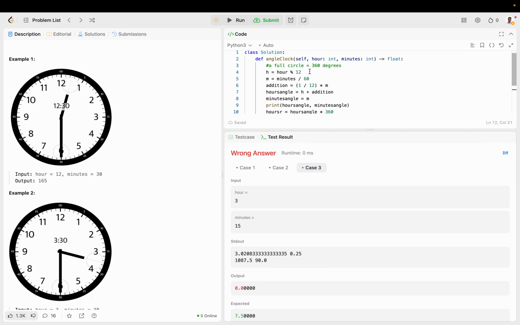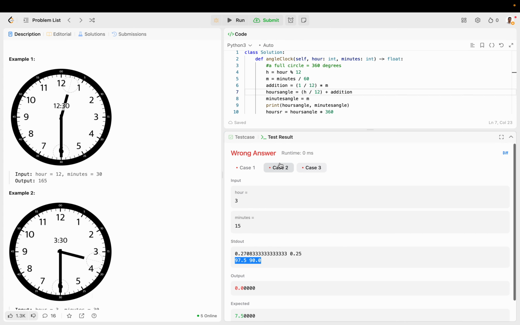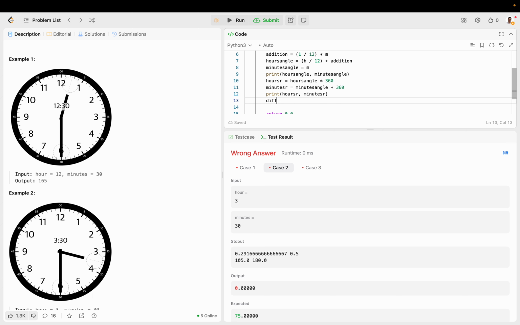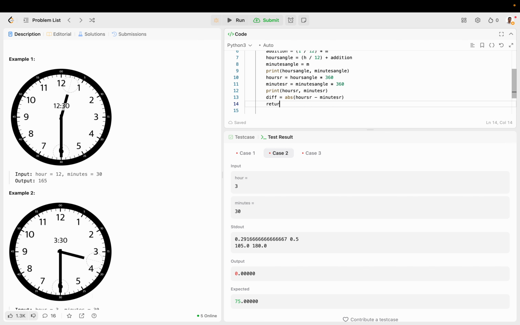Let's see, why is this not right? Hours. Is it divided by 12? Okay, cool. Yeah, divided by 12, because we're still way too big. We still haven't divided by 12, because if this angle happens to be bigger than 12, we still have to divide it by 12 because there's only 12 hours in a clock. Cool. Now we just follow the picture on the test cases. Difference is equal to the absolute value of hours R minus minutes R. And then we can just return the difference.